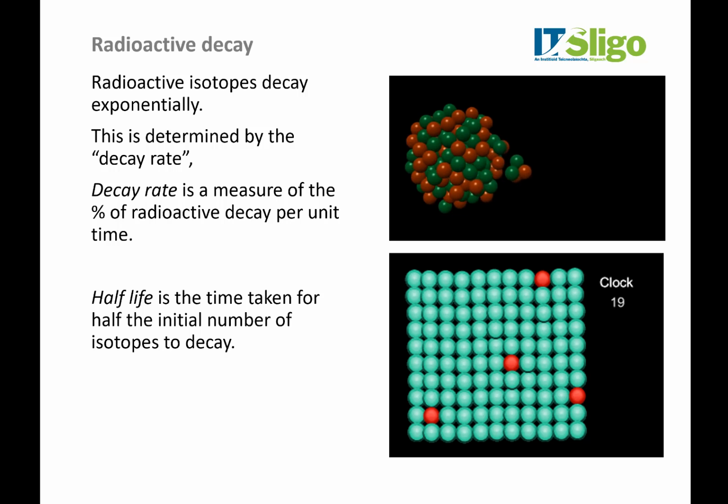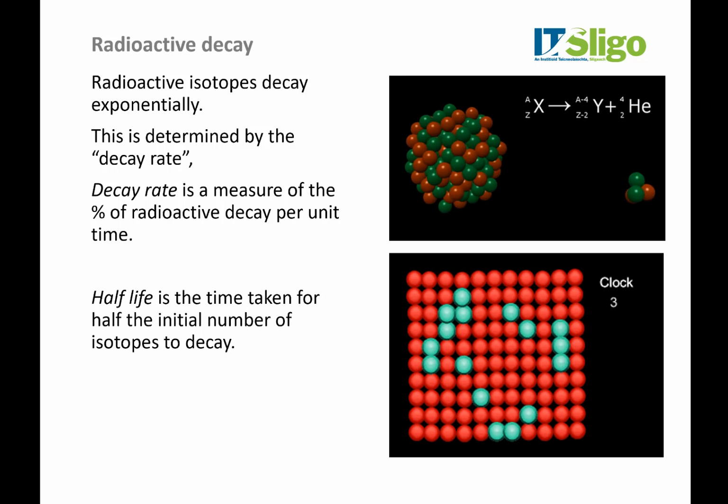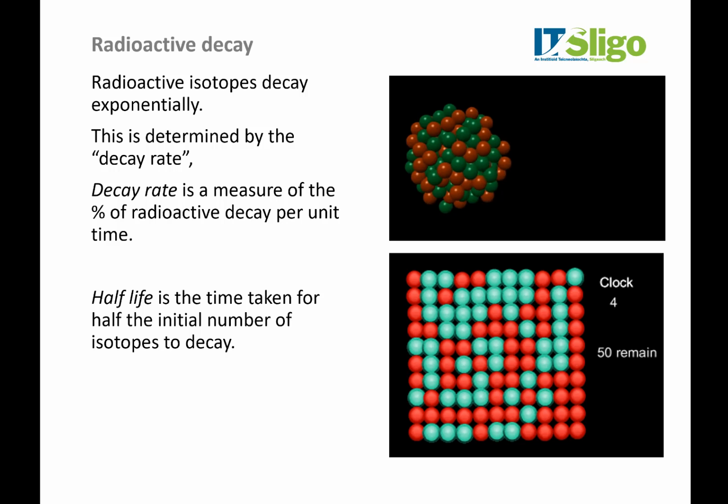How long does it take for something to decay completely? It can take a very long time. The half-life, say, of carbon-14 is 5,730 years. So this is why radioactive material is so hard to store safely, because it has to be stored literally for thousands of years.